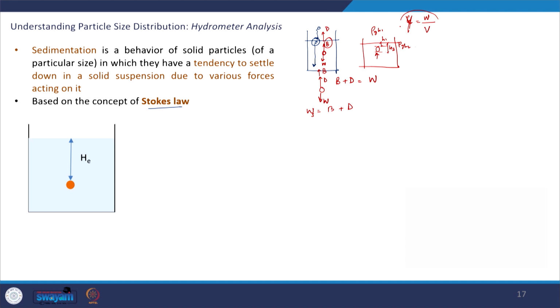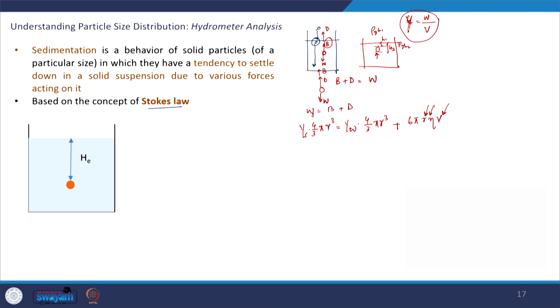So here I can write W equals gamma S into the volume of the particle. If I am considering the particle to be a spherical particle, which is the basic assumption for the derivation of Stokes' law, it will be equal to 4 by 3 pi r cube, where r is the radius of the particle. Buoyant force becomes equal to the unit weight of water into the equal volume of water which is displaced by the solids. So it is gamma W into the volume, which is again 4 by 3 pi r cube. And the drag force, which can be derived for a spherical particle moving inside the solution, is equal to 6 pi r eta V, where r is the radius, eta is the viscosity of the liquid, and V is the velocity or the terminal velocity of movement of the particle.